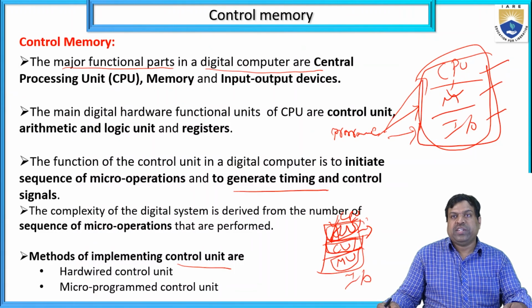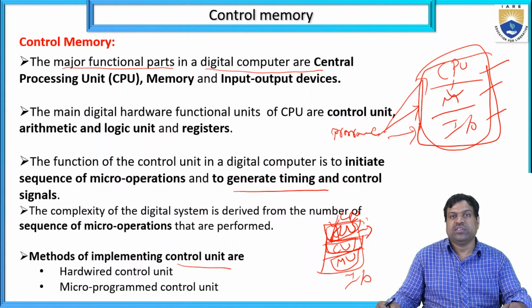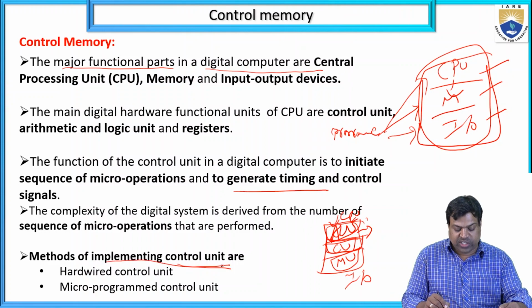So today we discussed what the control memory is and what types of control memories there are. In the control memory, the major parts are the CPU, memory and input output unit, and the main digital hardware functions are the control unit, arithmetic logic unit and registers. The functions of the control unit in a digital computer are to initiate the sequence of micro operations and to generate the timings and the control signals, and the complexity of the digital system is derived from the number of sequences of micro operations. So what are the major types of control units?